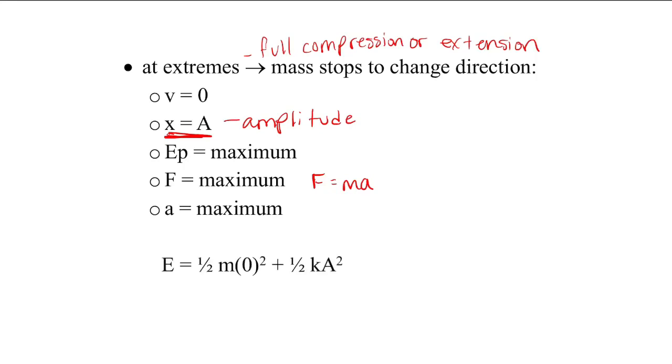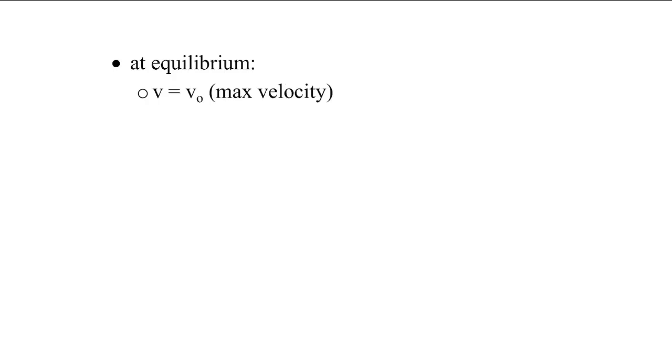So if I'm looking for mechanical energy at this point, I know I have no kinetic energy because my velocity is 0. So my full mechanical energy at this point will just be equal to the maximum spring potential energy. And so at that point, instead of putting x in, I put in this A for amplitude. Say this is at its full compression or full extension. This is as far as it's going to stretch away from its equilibrium.